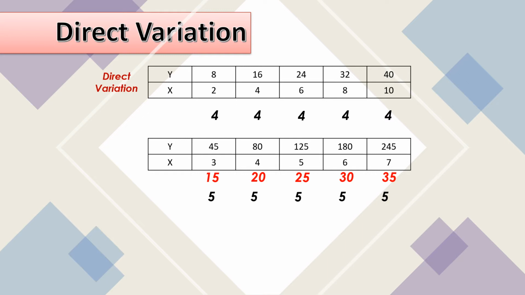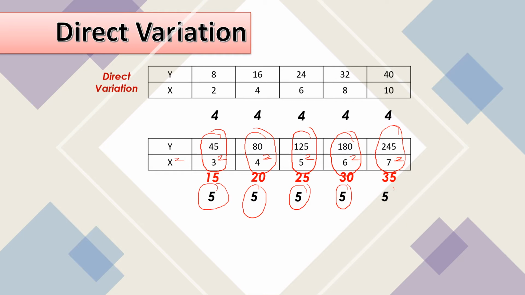Kung halimbawa, ginawa natin tong square. Pwede natin siyang i-divide: 45 divide 9 or 3 squared, that is 5. 80 divide 16 or 4 squared, that is 5. 125 divide 25, that is 5. 180 divide 36, that is 5. 245 divide 49, that is 5.